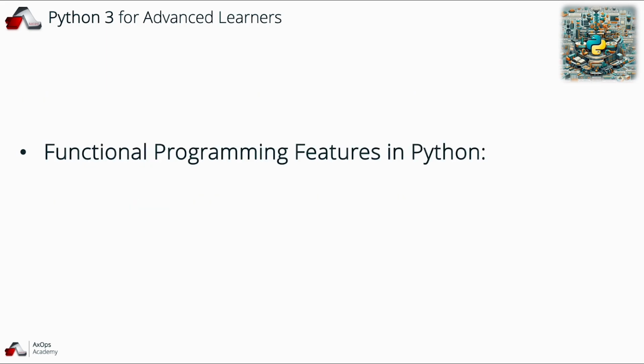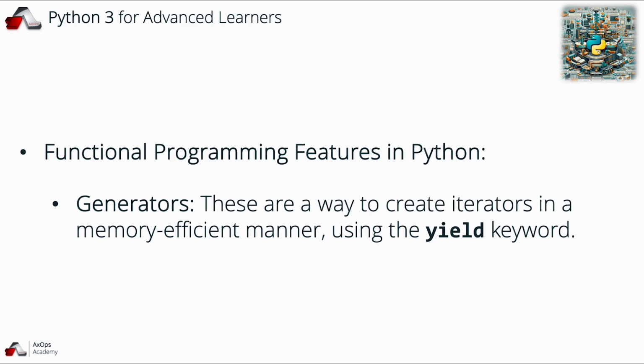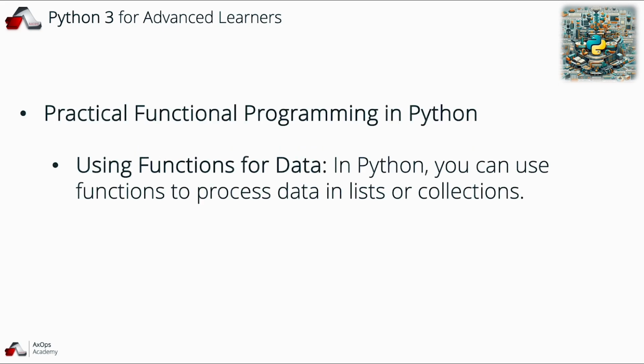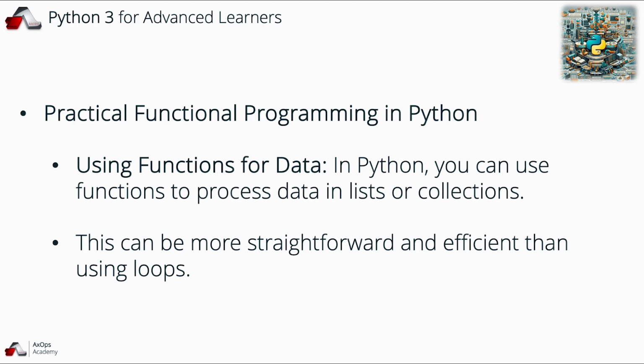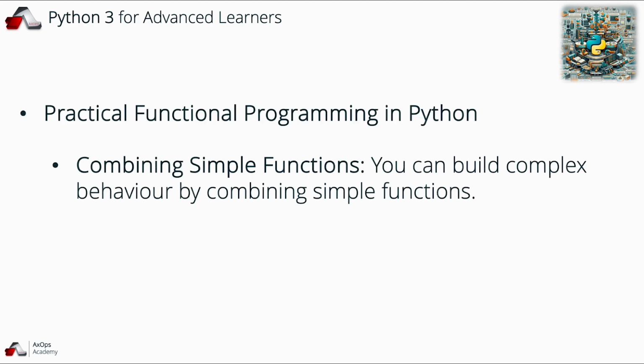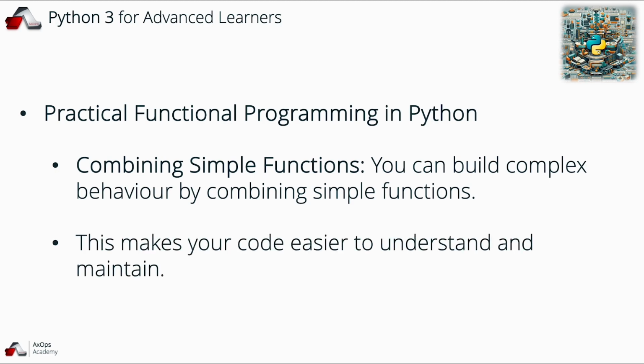There is a special construct in Python called a generator, and generators allow you a way to create iterators in a memory-efficient manner using the yield keyword. In Python, you can use functions to process data in lists or collections, and this can be a lot more straightforward and efficient than, say, using loops. You can also combine simple functions in Python to build complex behavior using a number of small composed units of functionality rather than one big function doing everything either sequentially or in just one big block of code that is otherwise difficult to maintain, modify, or evolve as time goes by. So it makes your code easier to understand and hence maintain.